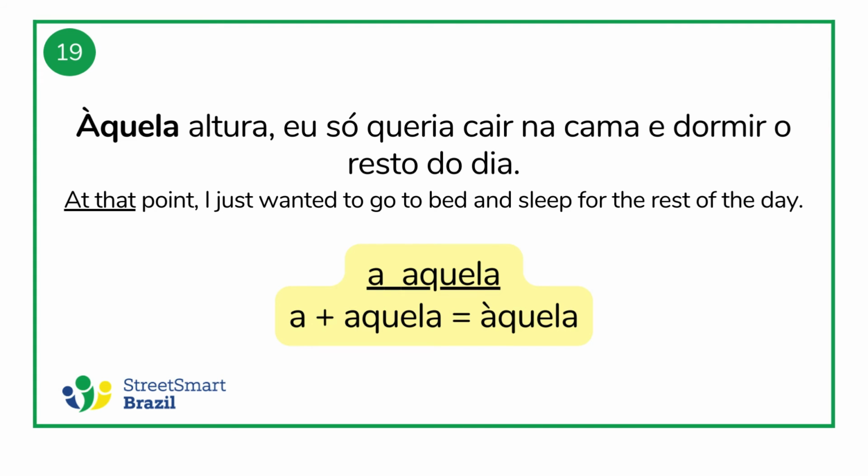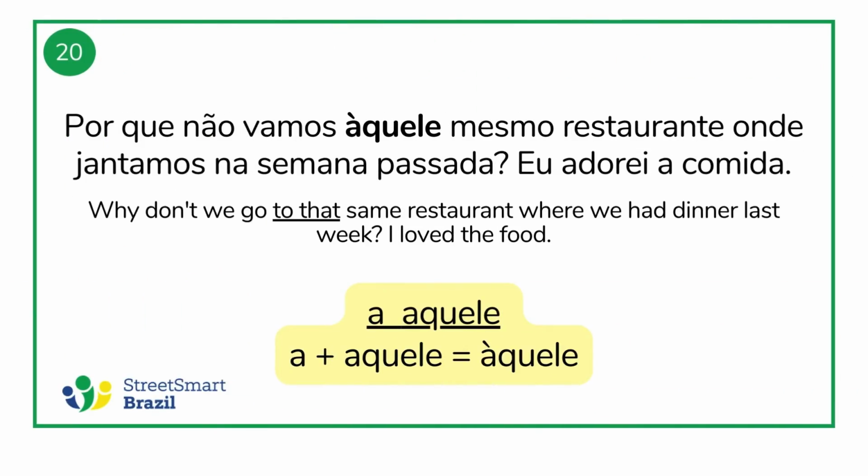So I have at that, aquela. I'm using altura instead of ponto for point, because I wanted to show you the feminine version here. So all that happens is that the first A of aquela gets that accent to the left side, which is called crase, but the pronunciation does not change. Àquela altura.